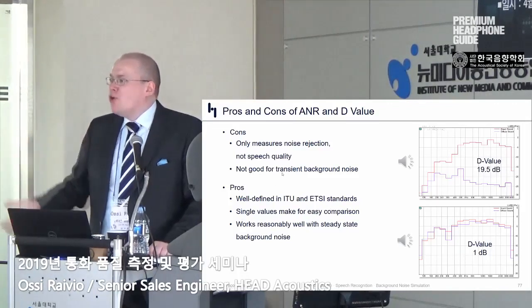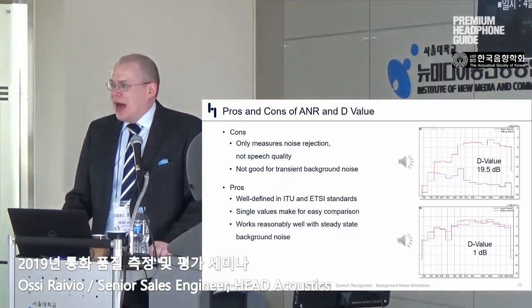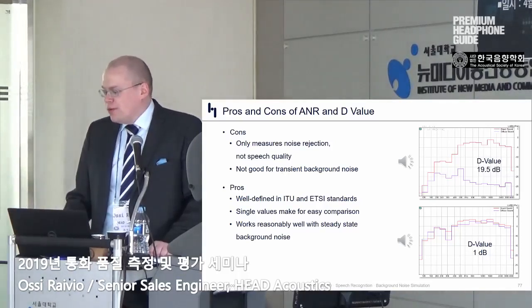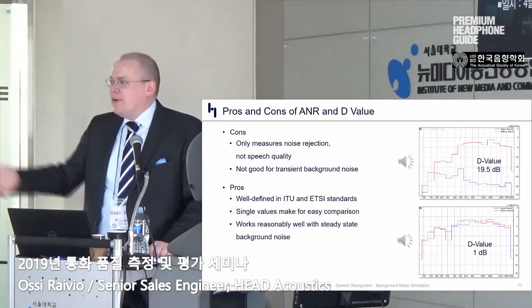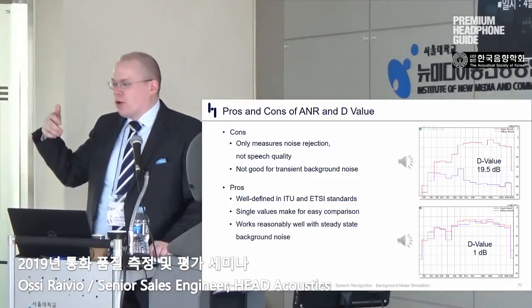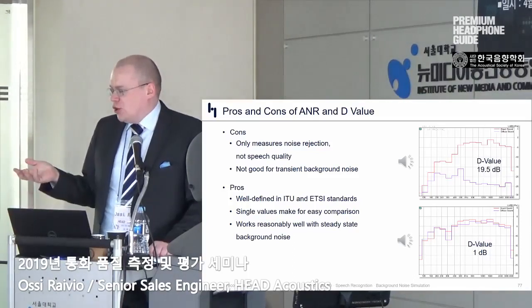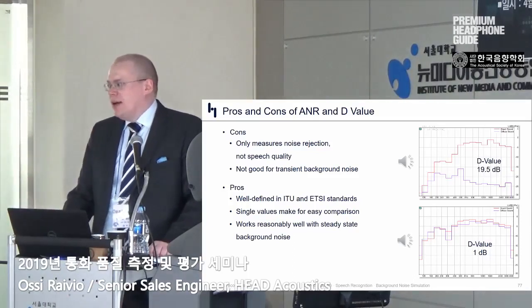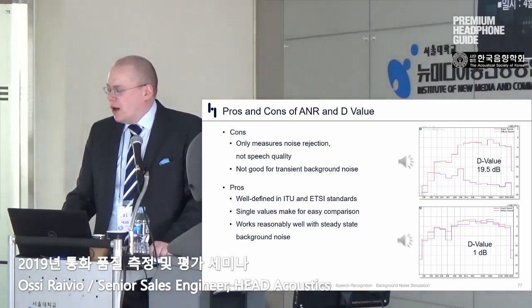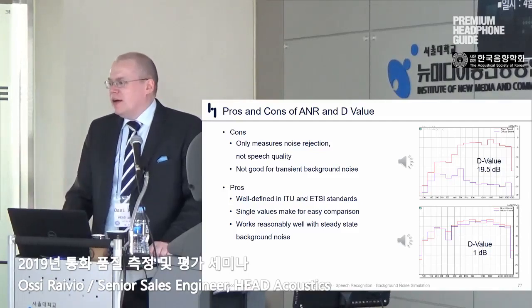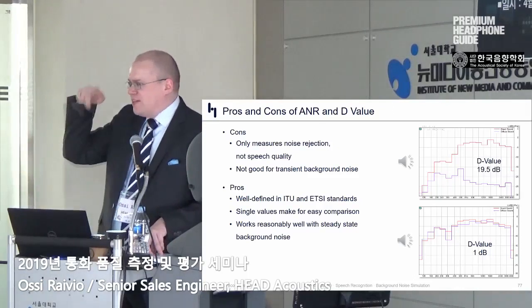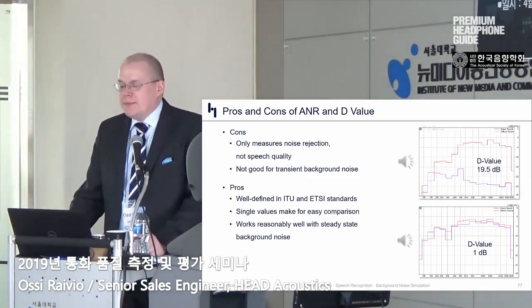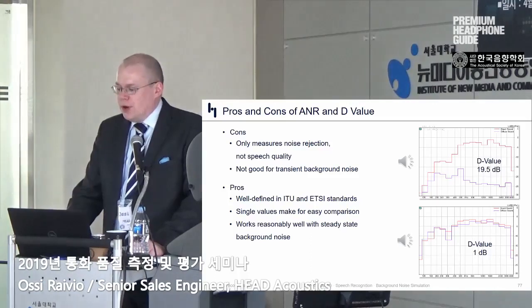to test modern devices, it's not enough to have stationary background noise. You need realistic background noise, like cafeteria, roadside noise, or noise from a train station. And there, the ANR and D value calculation methods don't work that well anymore, because you're integrating over a longer period of time, so all these transients, that information basically disappears from your result.